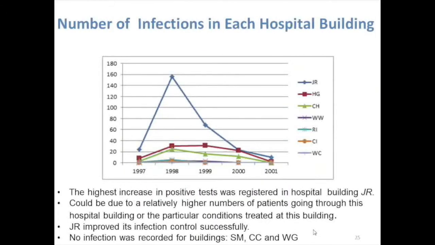We also want to look at the number of infections in each hospital building. We know there are a lot of admissions, but the number of infections is actually far more in JL than anywhere else. In fact, in 1998, it peaked right at the top. However, within 2 years, it dropped significantly. In fact, over the years, the number of infections has reduced. You might have noticed that out of the 10 buildings, 3 of them didn't have any in-ward infection. SMCC and WG didn't have any infection, so that's why you only see 7 here. That's something you discover.